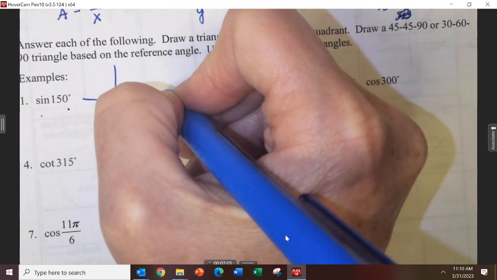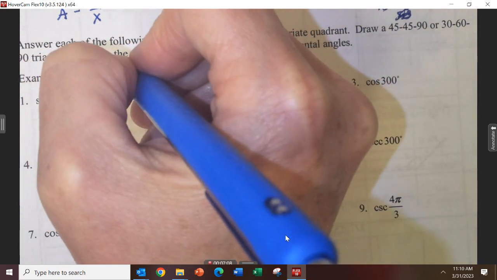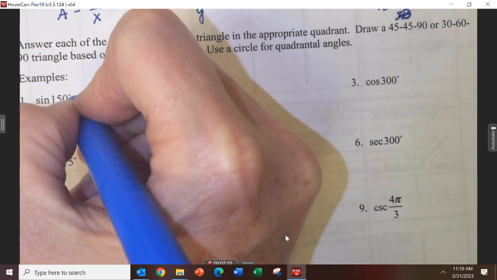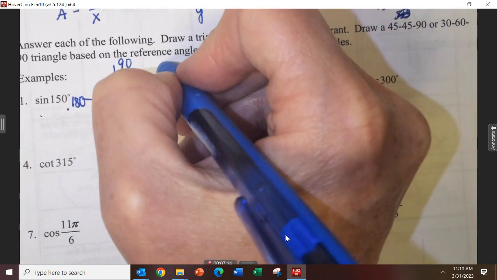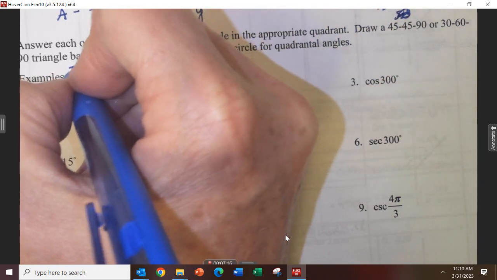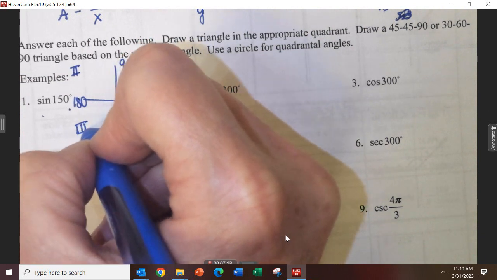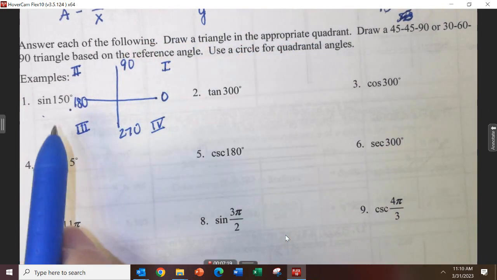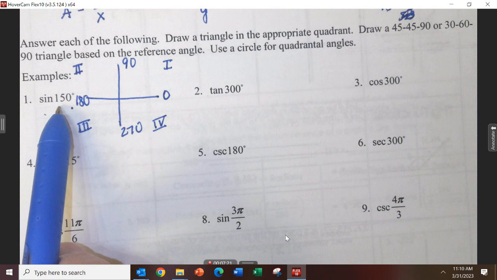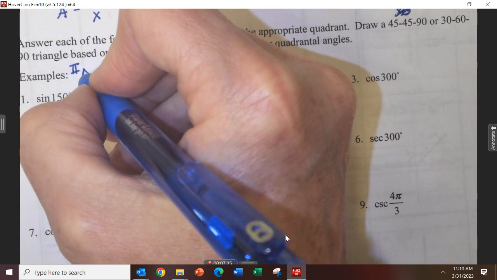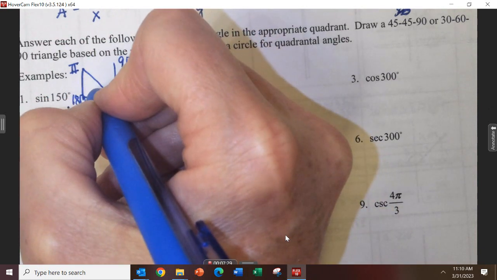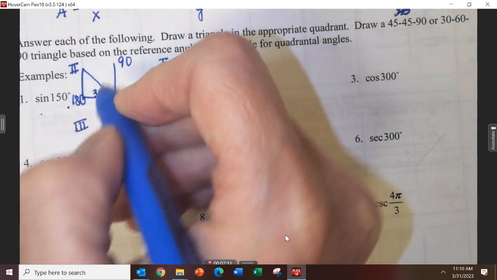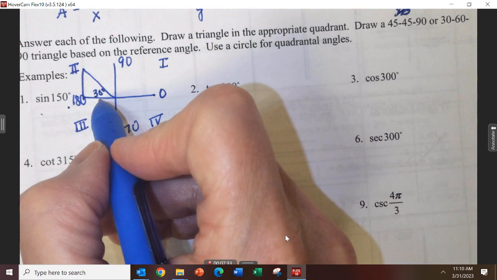So we start here at 0. This is 90. This is 180. And this is 270. This is quadrant 1, quadrant 2, quadrant 3, and quadrant 4. Which quadrant is 150 degrees going to go to? Quadrant 2. What is the reference angle going to be? 30. That's how far away we are from the x-axis.